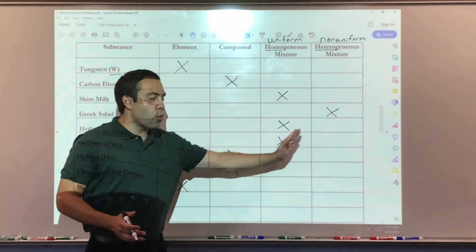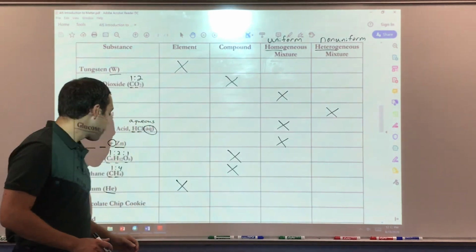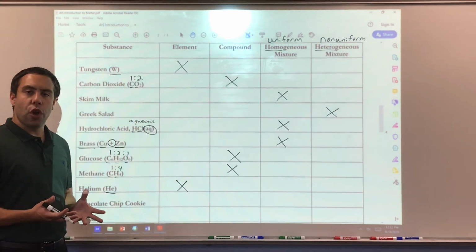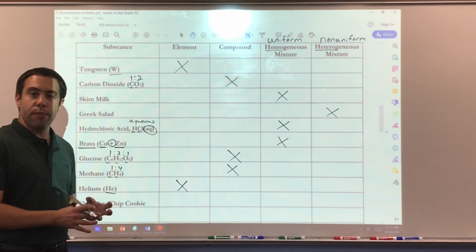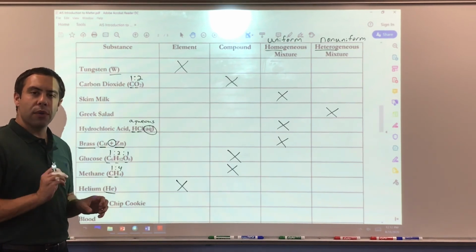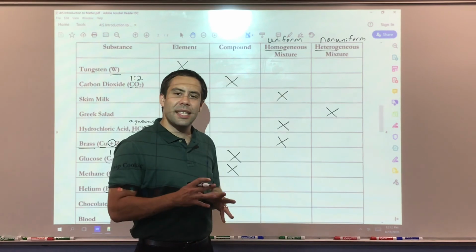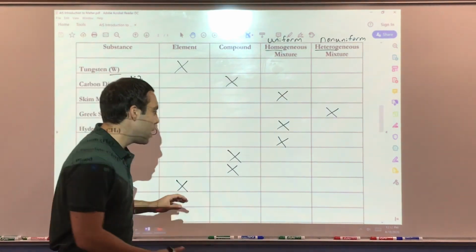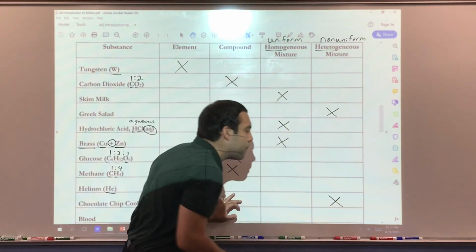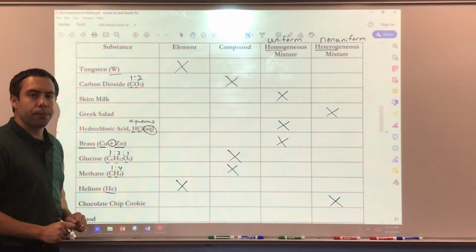So once again, we're on the right side of the data table. If you think of a chocolate chip cookie, you have the cookie part, and you can actually pick out the chocolate chips. It looks non-uniform. You can see the different parts of the chocolate chip cookie. Therefore, a chocolate chip cookie is a heterogeneous mixture.